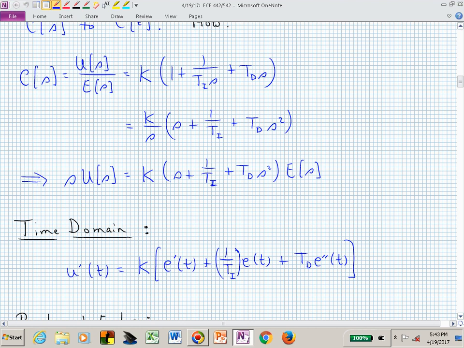What I just said is now echoed in the time domain in this next row of the derivation. We have the derivative of the input of the system, which is the output of our controller, now going to equal a scaled version of the derivative of our error, plus a scaled version of the error, plus a scaled version of the second derivative of our error.